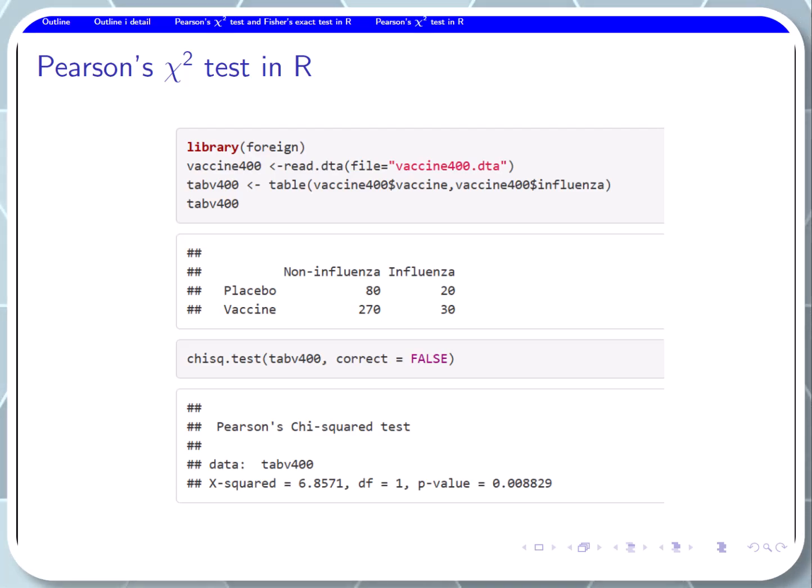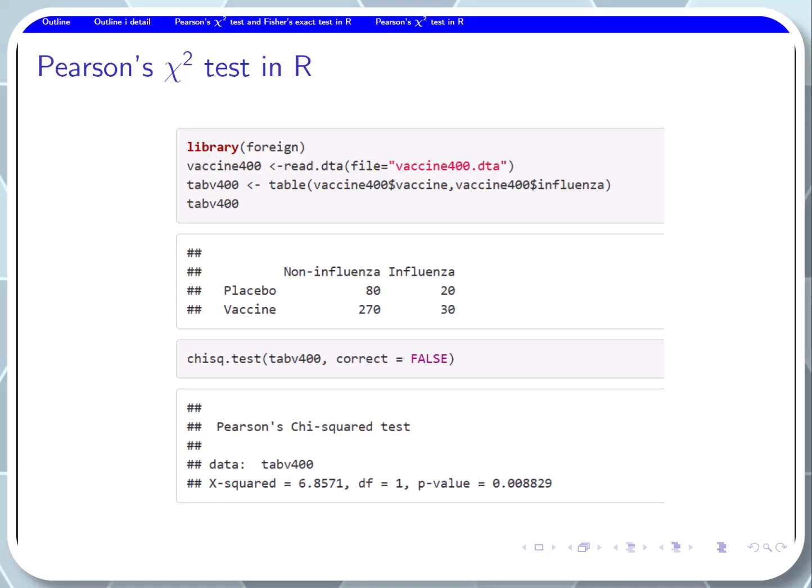Because the original dataset was made in Stata, the first line in the first box loads an R package which can read the dataset in several formats. The second line in the first box reads the dataset in Stata format into R. The third line organizes the dataset in table format. The fourth line asks R to display the table, which is shown in the second box.